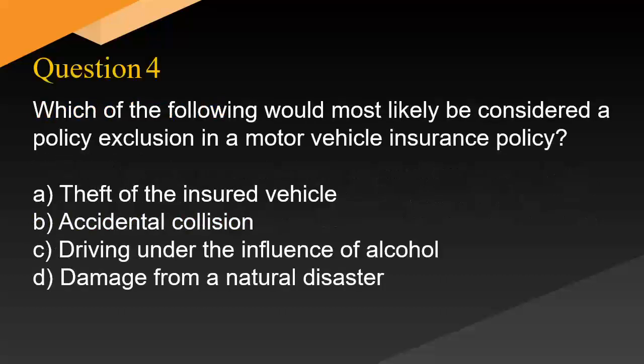Which of the following would most likely be considered a policy exclusion in a motor vehicle insurance policy? A. Theft of the insured vehicle. B. Accidental collision. C. Driving under the influence of alcohol. D. Damage from a natural disaster.